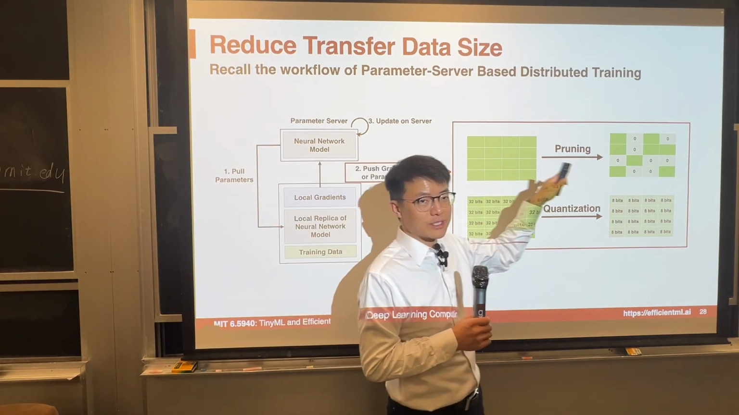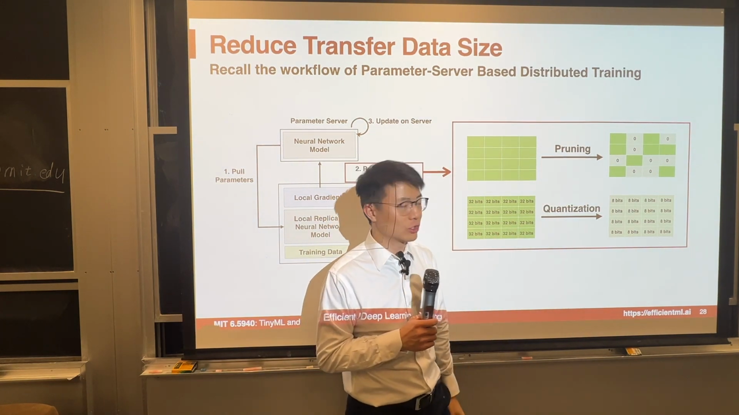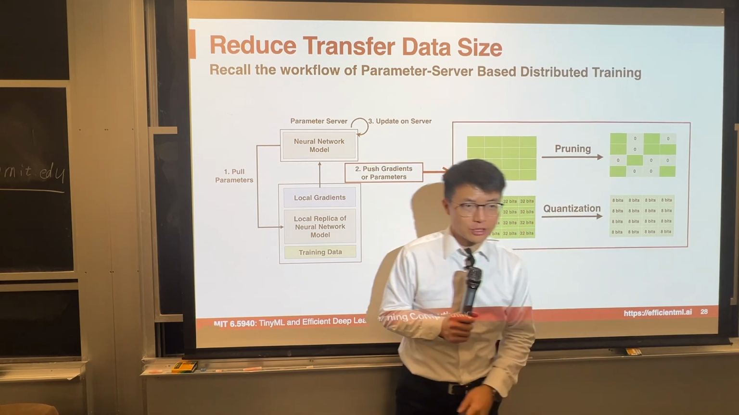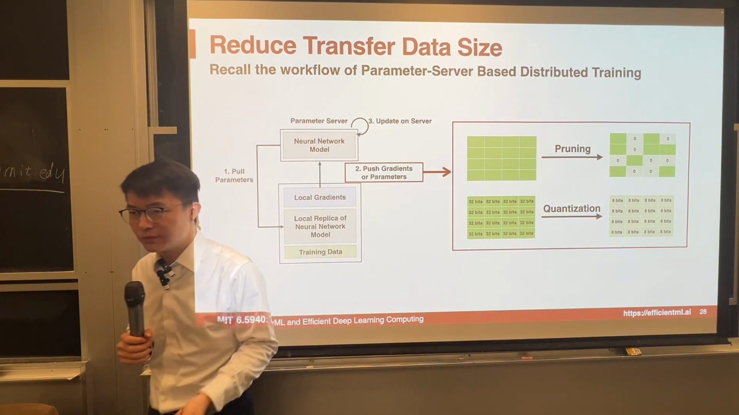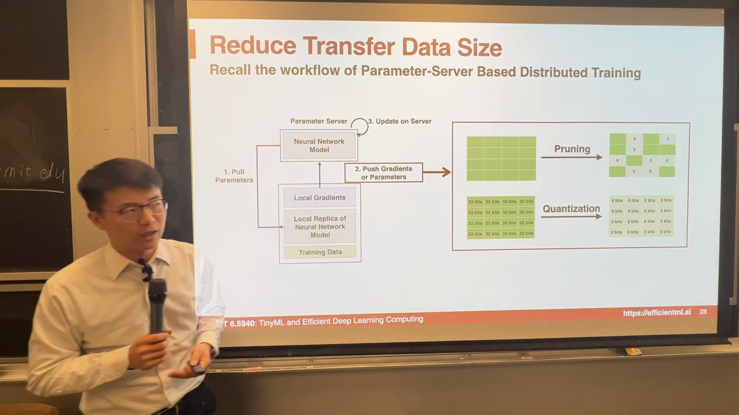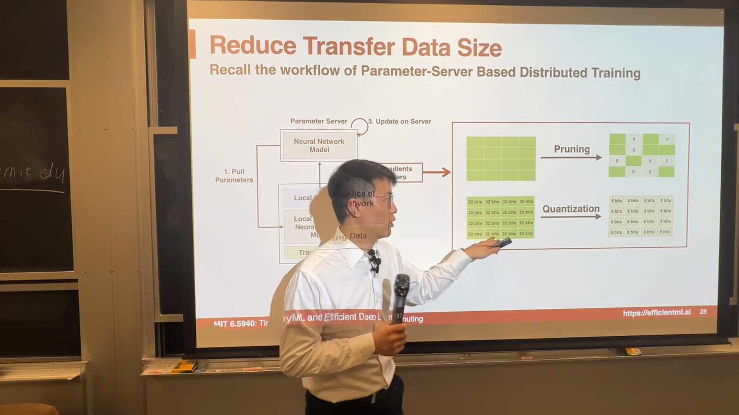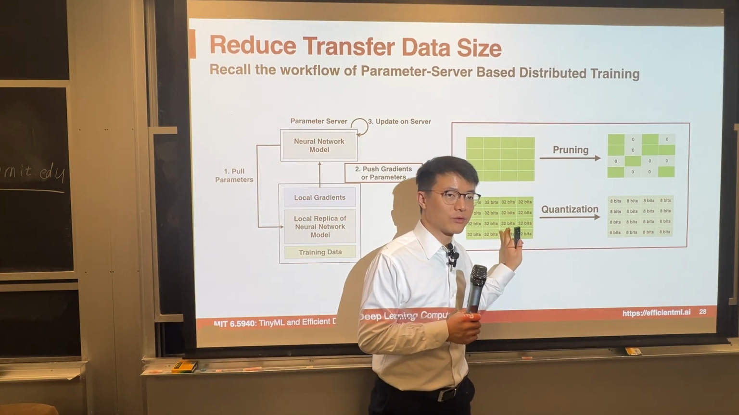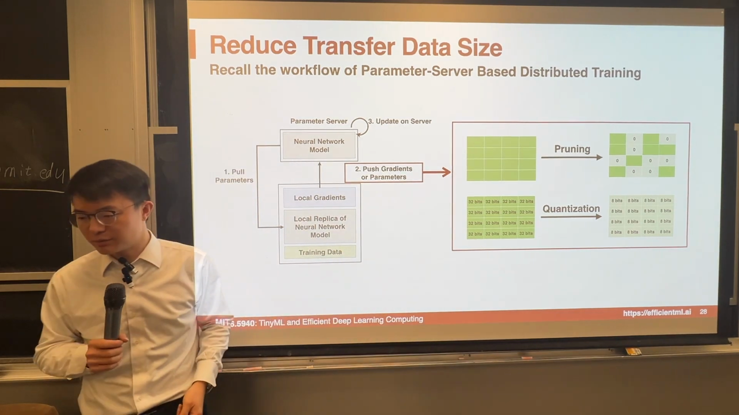So pruning is going to say that this is a dense tensor for the gradient. This is a sparse counterpart. Lots of them are zeros. Since they are zero, we don't need to send them out, potentially saving the communication bandwidth. Or we can quantize the gradient from 32-bit to lower precision so that I can save the communication bandwidth.